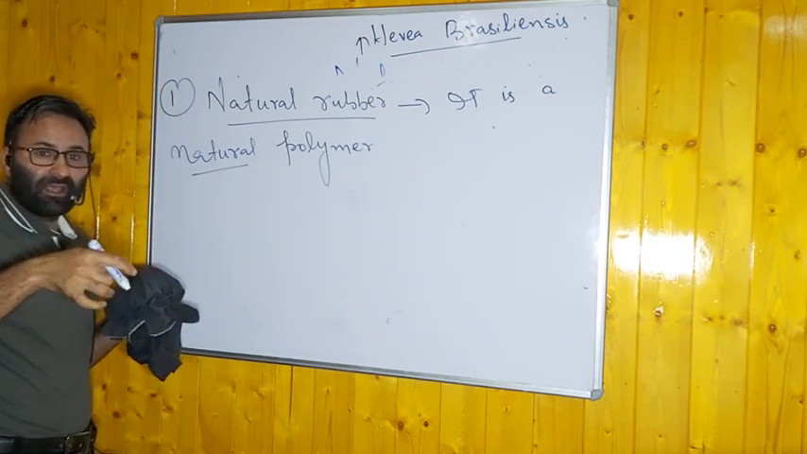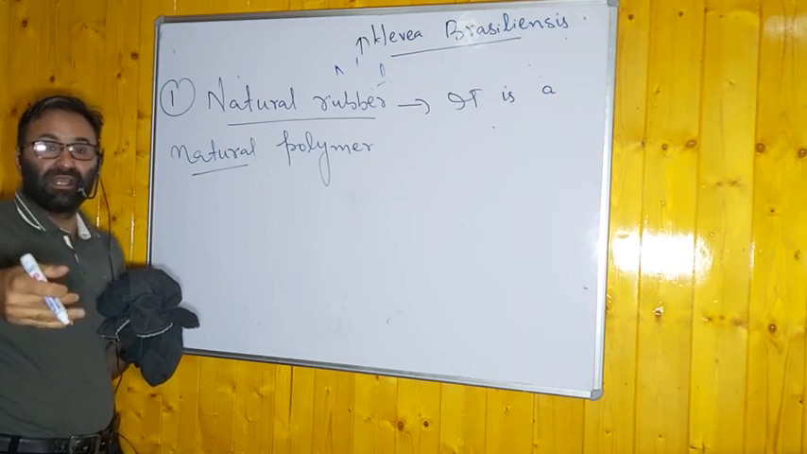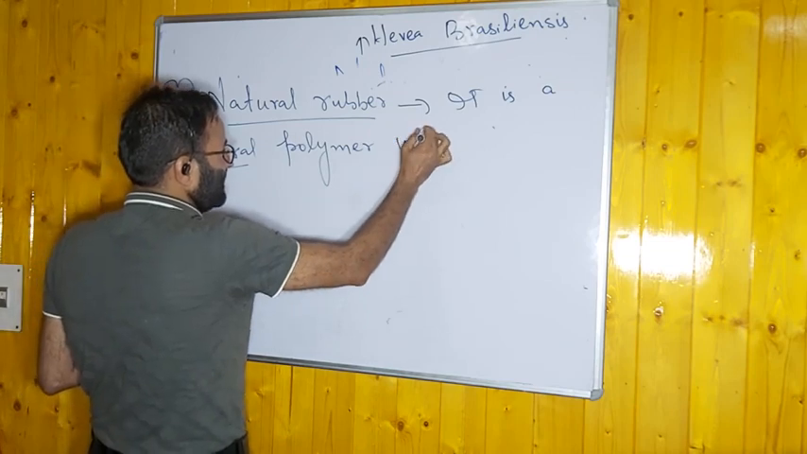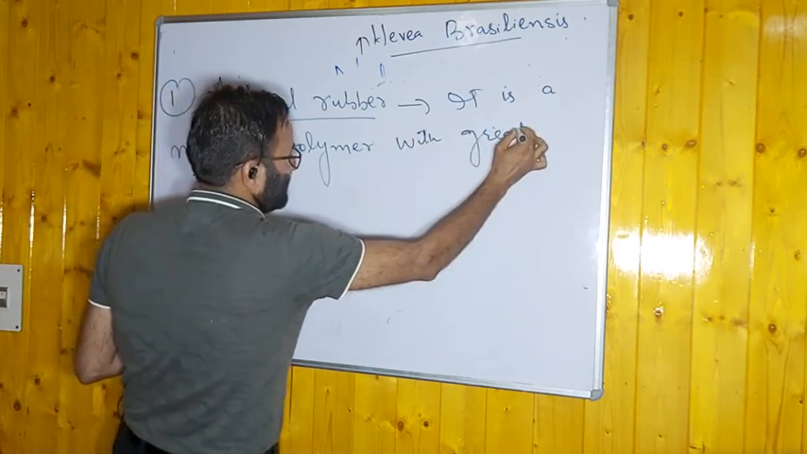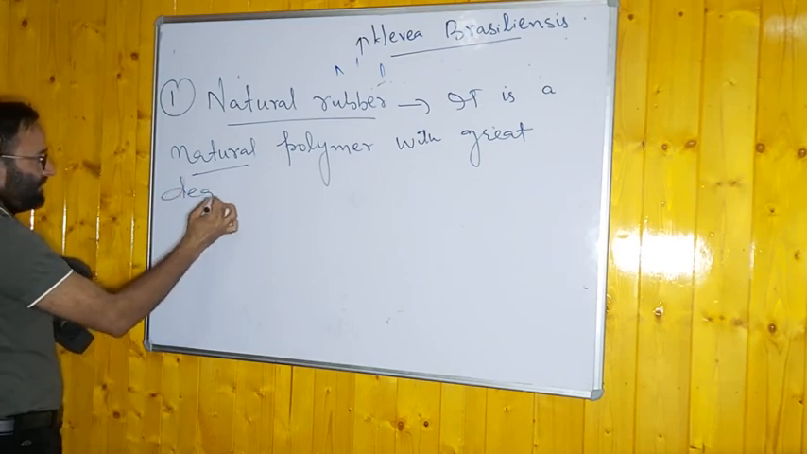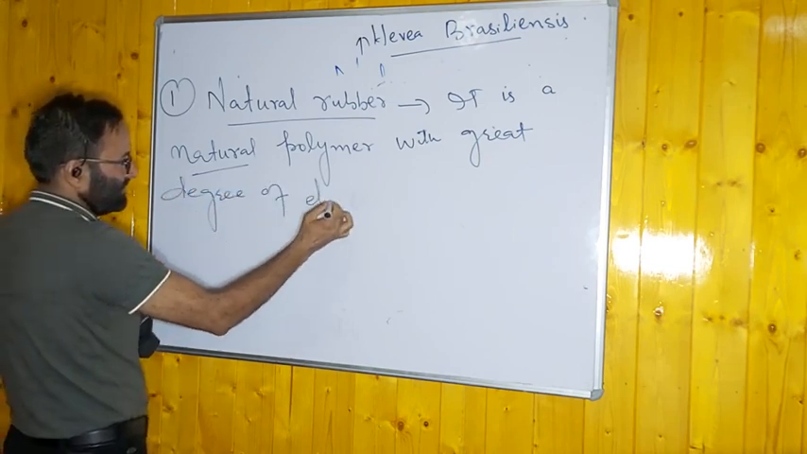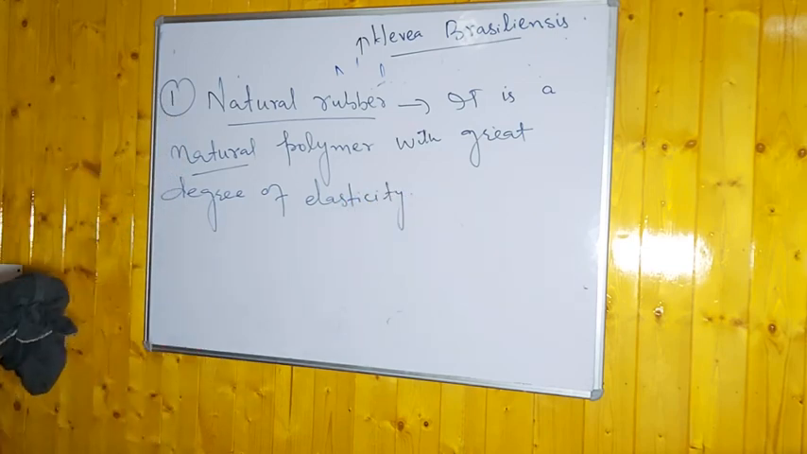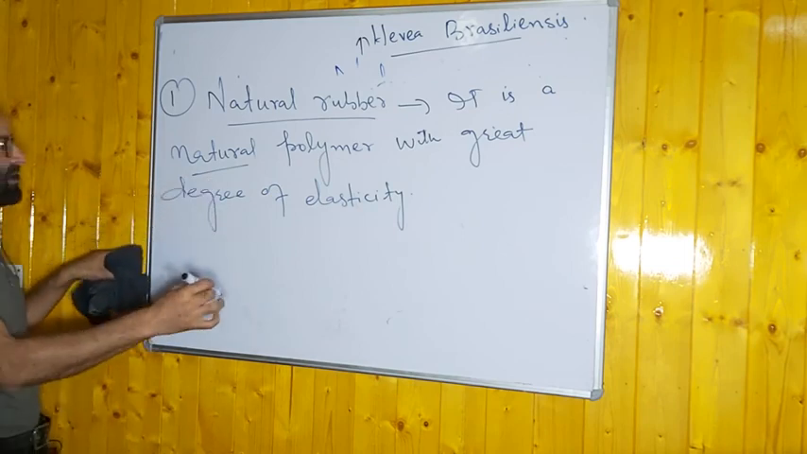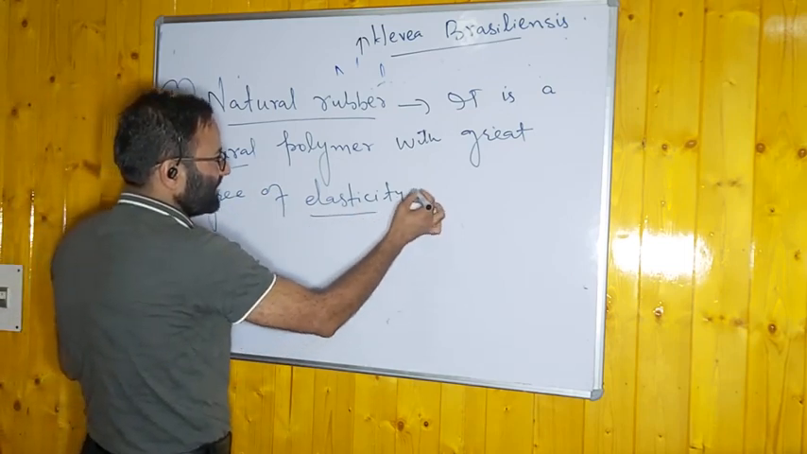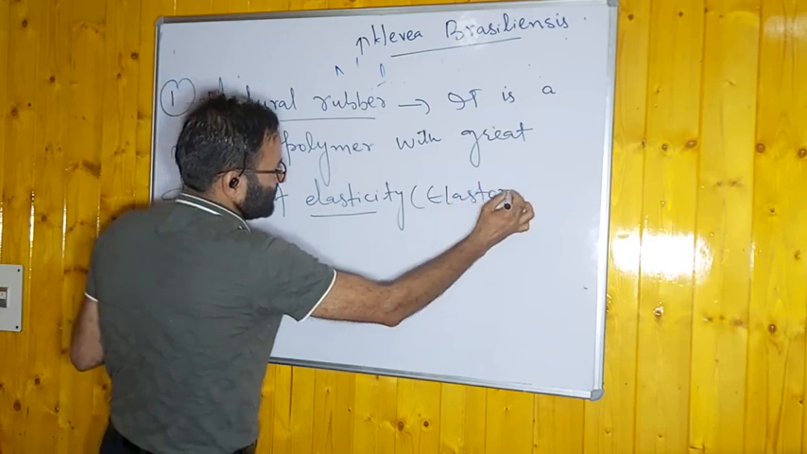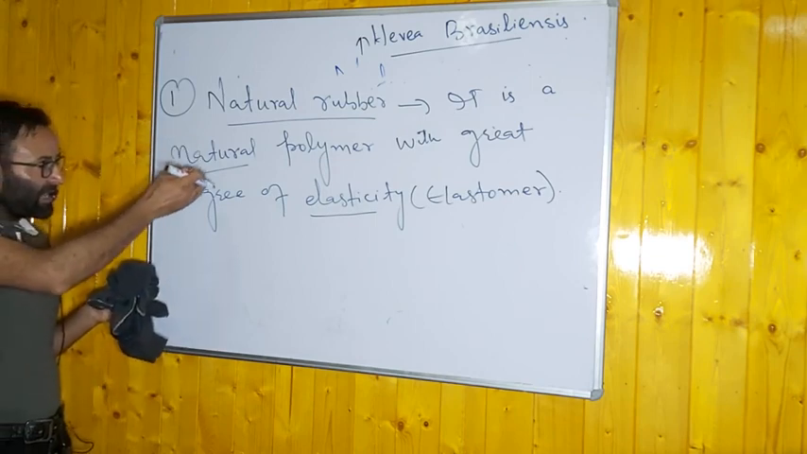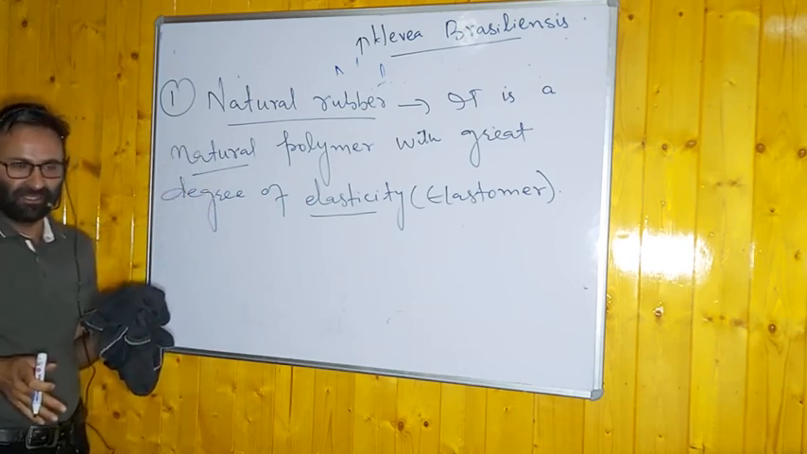You have just been told that rubbers are elastomers. They have a great degree of elasticity. So natural rubber is a natural polymer, and this is the first point. Second, it has a great degree of elasticity, that is, it is an elastomer. Remember this point. Third, as is clear, it is a natural polymer obtained from the rubber tree.